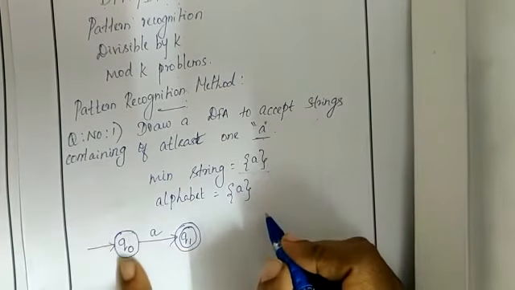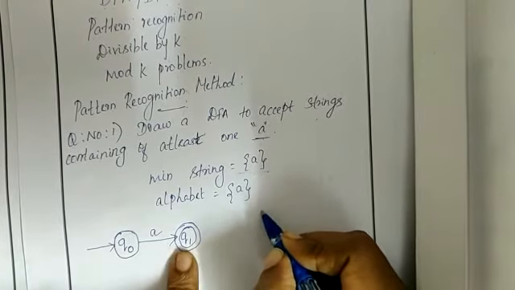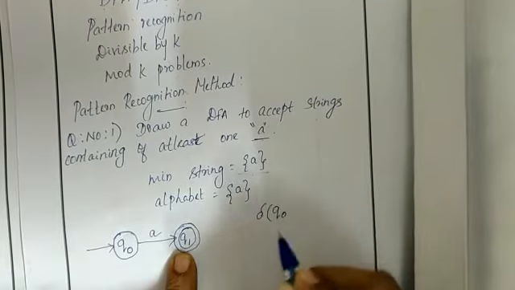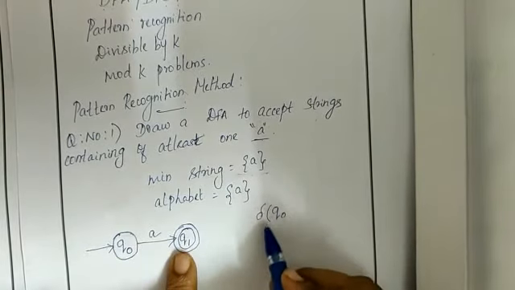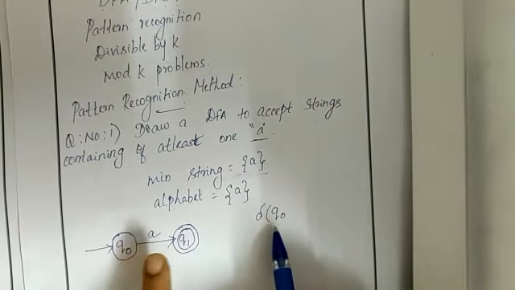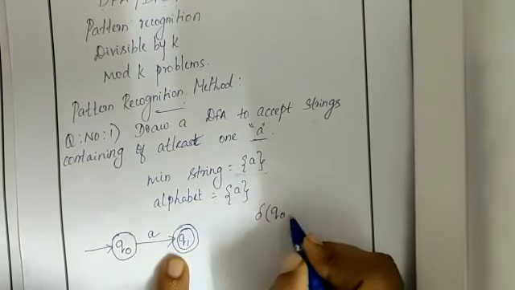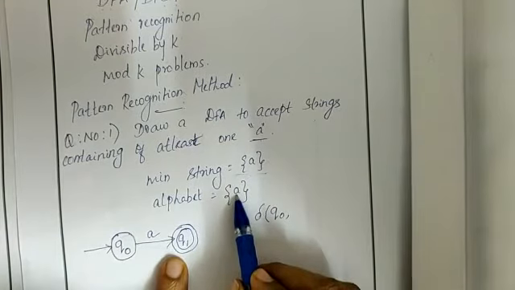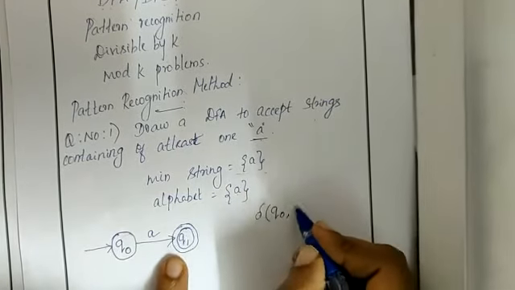What are the states? Q0 and Q1. So now you can write delta of Q0. Delta represents transition. First state is Q0. Now what you have to do is write your alphabet. So my alphabet is A.